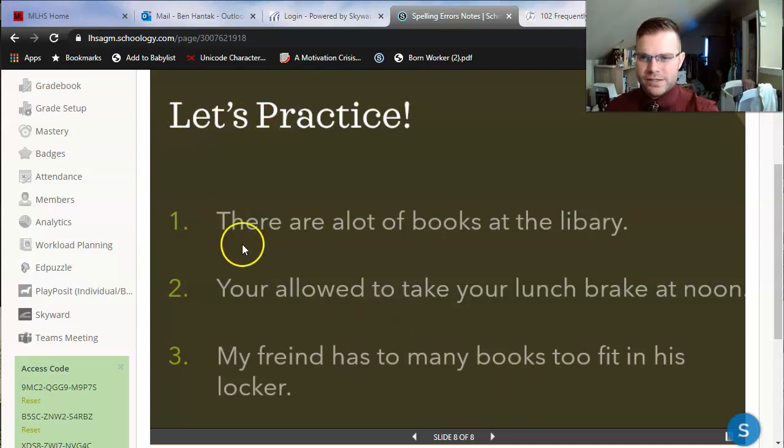So sentence number 1 says, there are a lot of books at the library. Number 2, you're allowed to take your lunch break at noon. My friend has too many books to fit in his locker. Take a moment to see if you can fix these on your own. I'm going to back out and demonstrate how to fix these sentences.